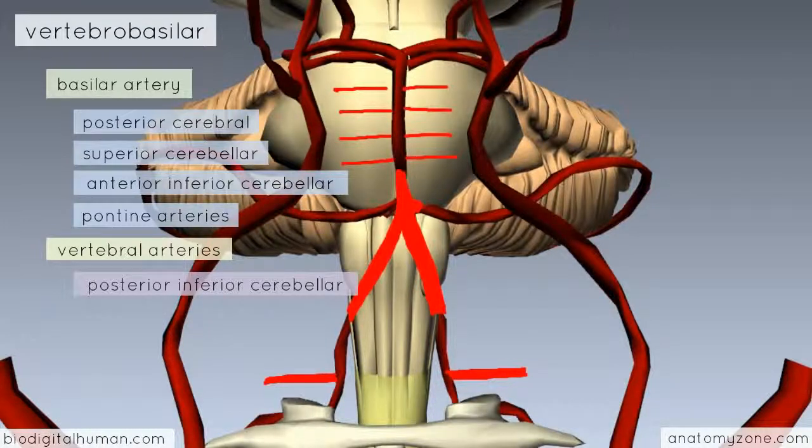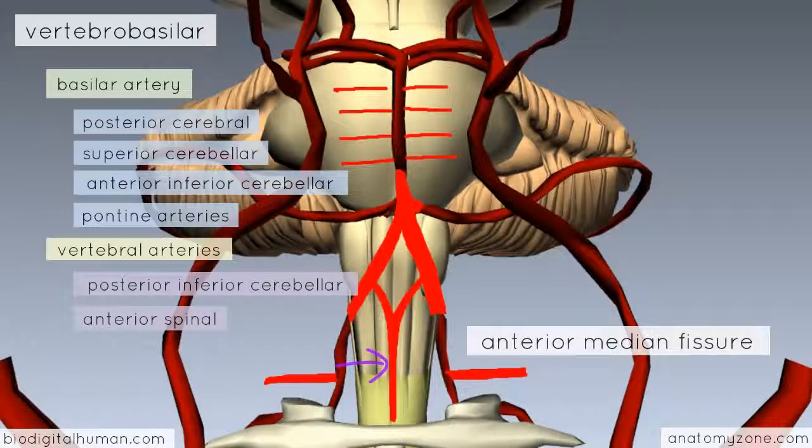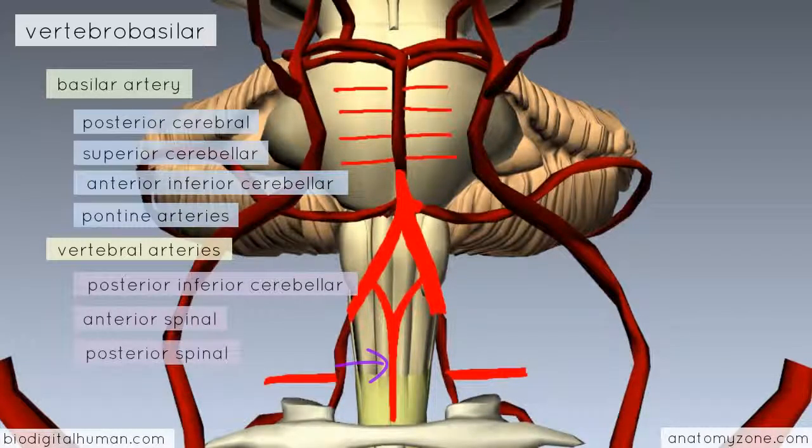So we've seen that the vertebral arteries have the posterior inferior cerebellar artery coming off it, but it's also got two other branches. So it's got the anterior spinal artery. So I've just drawn that on here, and you can see how it comes off the vertebral arteries to unite and form this artery which runs down the anterior median fissure of the spinal cord. And similarly, you've got a posterior spinal artery which runs down the posterior aspect of the spinal cord.